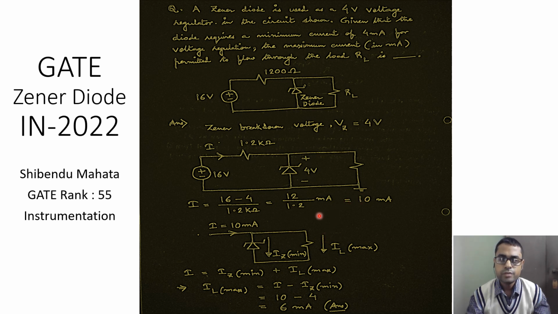And if we go one step forward, the Zener diode has a power dissipation of 16 milliwatt because it has a voltage drop of 4 volt, and the minimum current is equal to 4 milliampere. So the minimum power dissipation is 16 milliwatt.